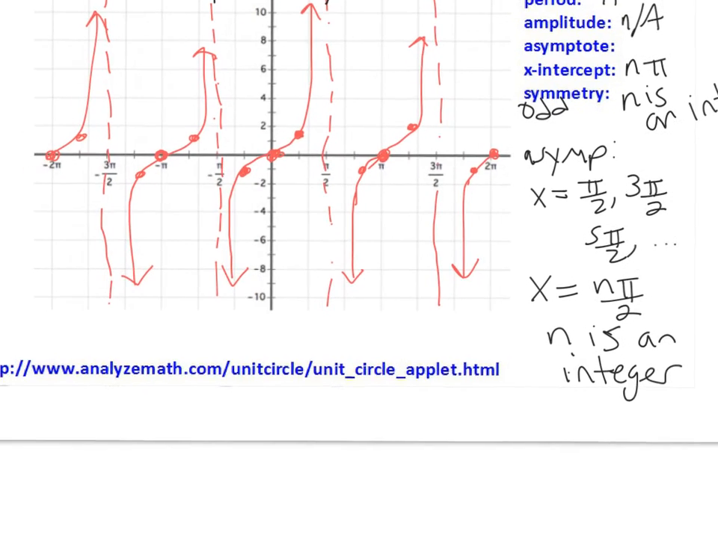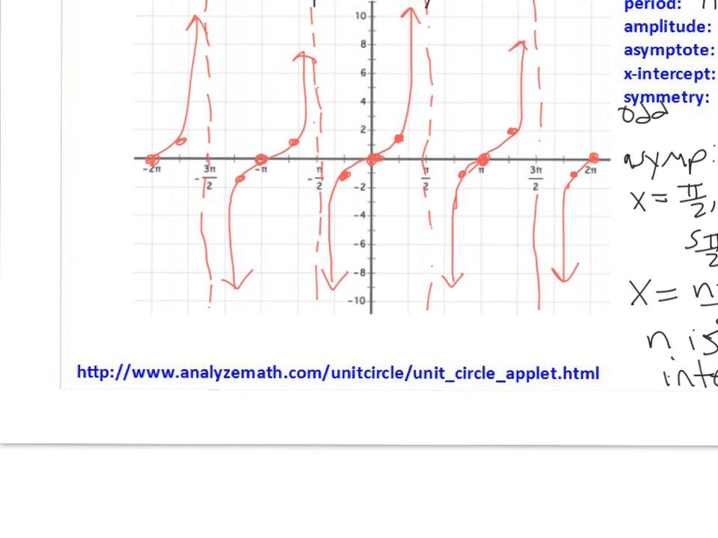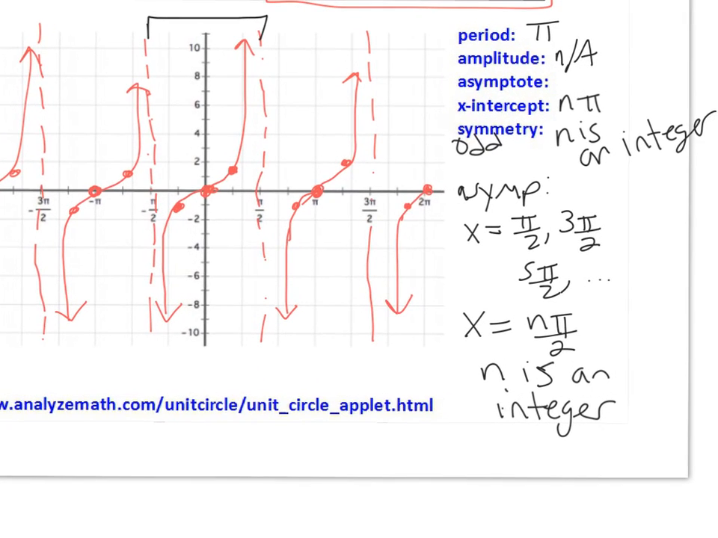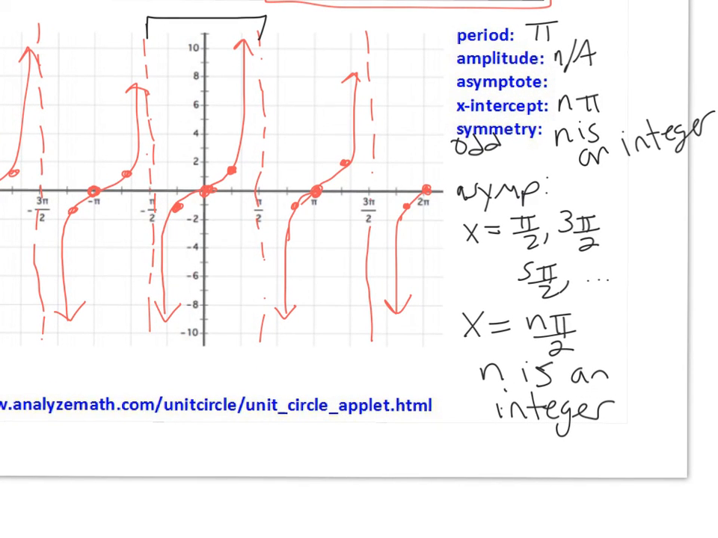If you'd like, later you can look at this website. You can get it off the flip chart that's posted on Edline, and it shows you a neat animation of the tangent function being graphed. Okay, there's our properties.